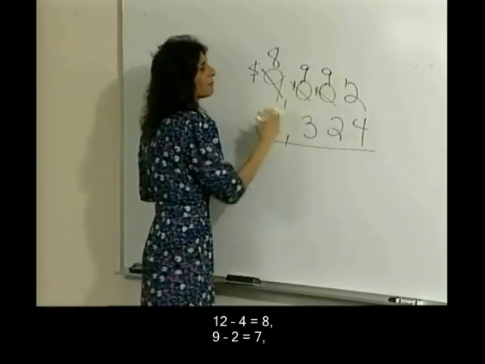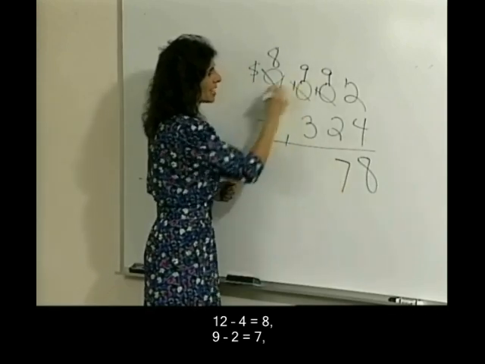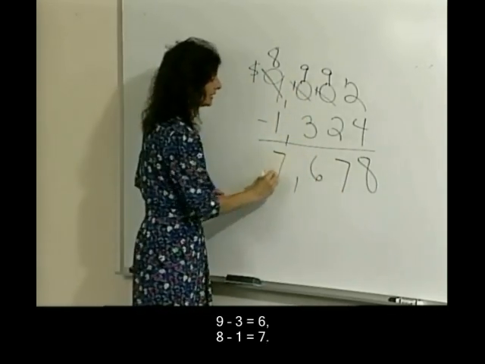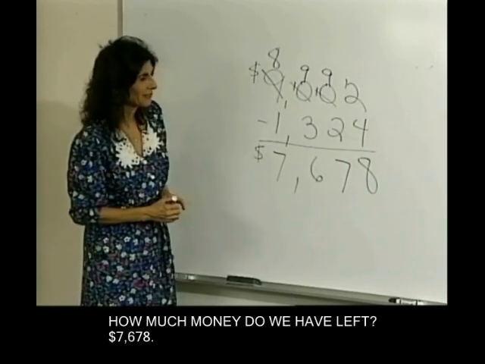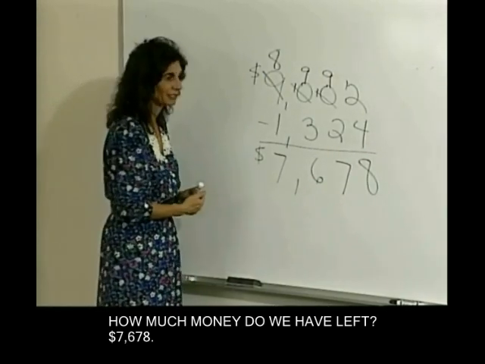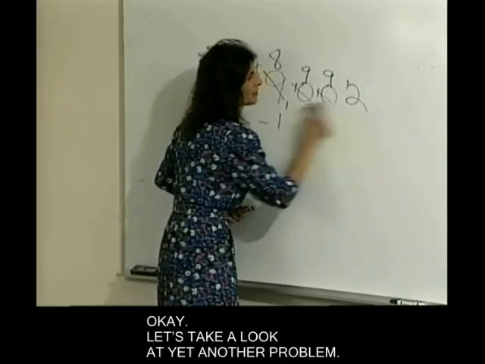12 minus 4 is 8. 9 minus 2 is 7. 9 minus 3 is 6. 8 minus 1 is 7. How much money do we have left? $7,678. Okay. Let's take a look at yet another problem.